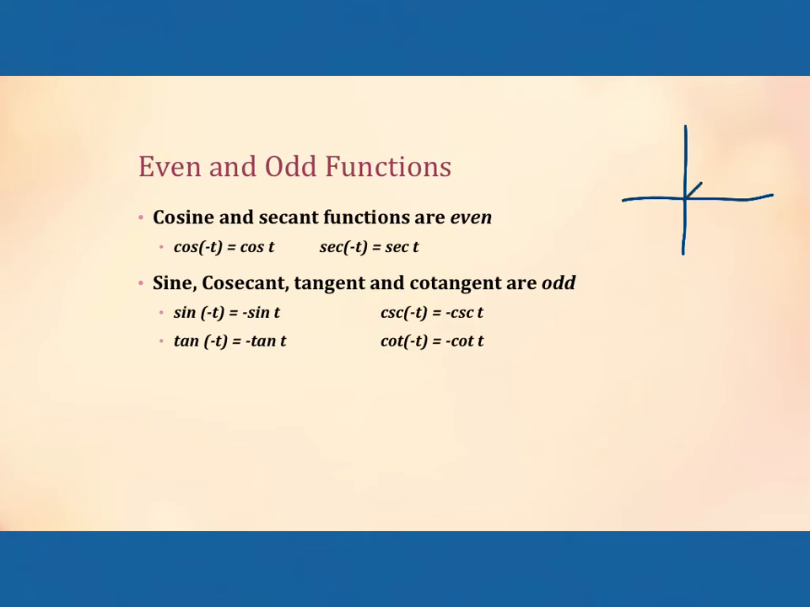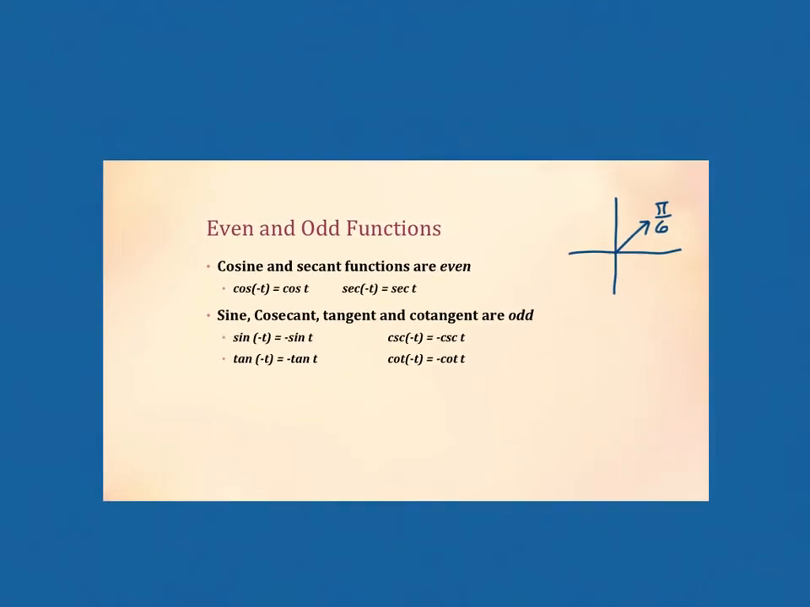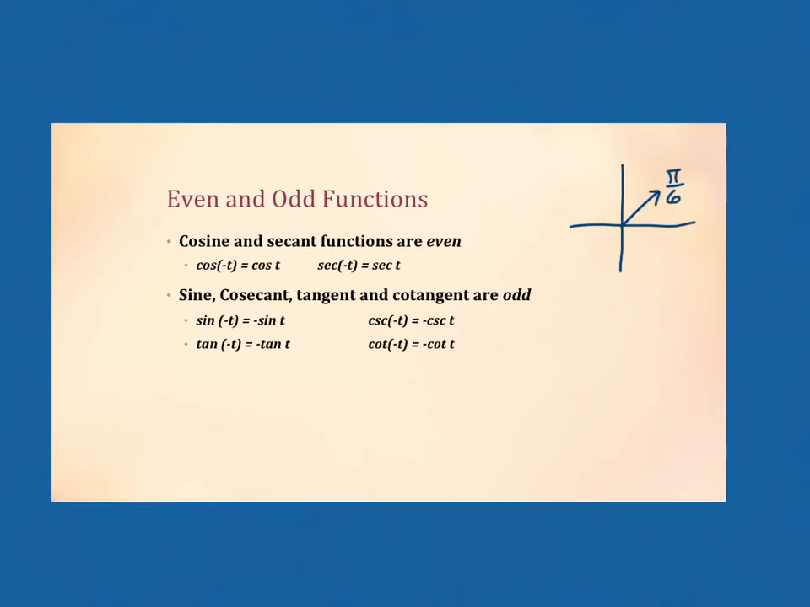So if I were to say, what's the cosine of pi over 6? All right, so what would be the coordinate point, or what would be the cosine at pi over 6? Square root of 3 over 2, right? And then what if I said negative pi over 6? What would be the coordinate at negative pi over 6, or the cosine?